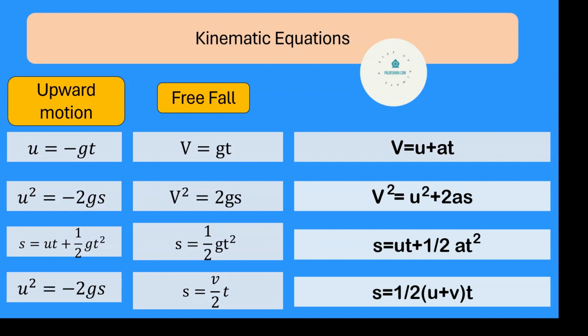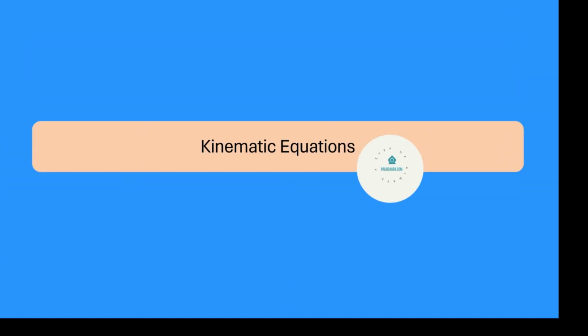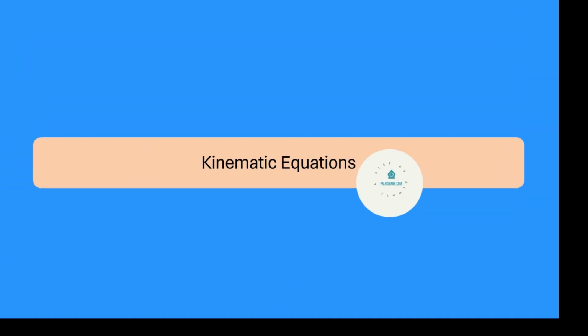The fourth equation transforms to become initial velocity squared is equivalent to the negative of 2 times the gravity multiplied by the displacement. Here we conclude our exciting journey on the kinematic equations.